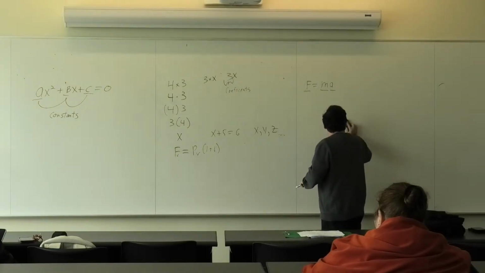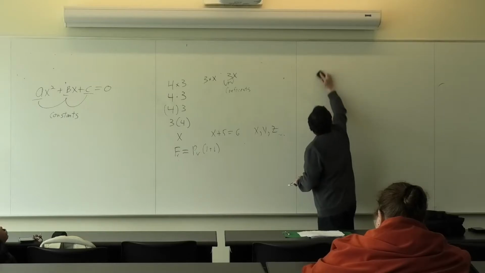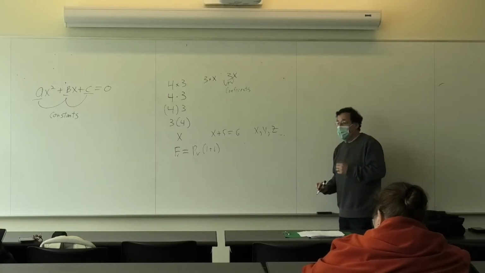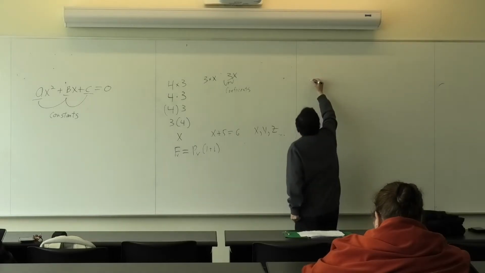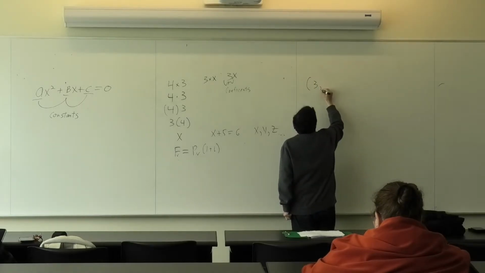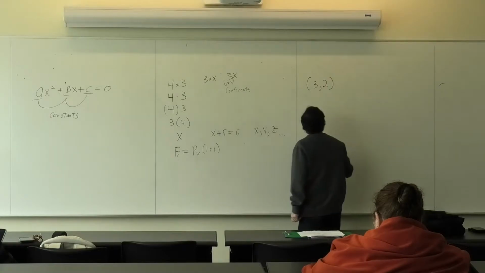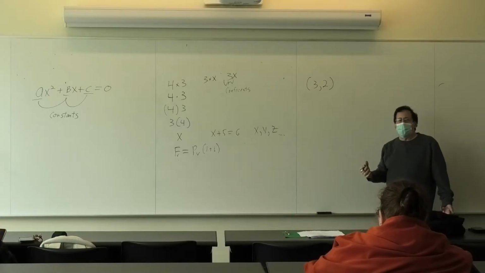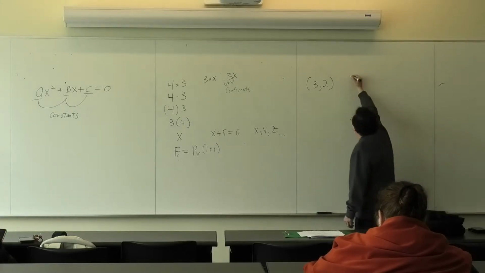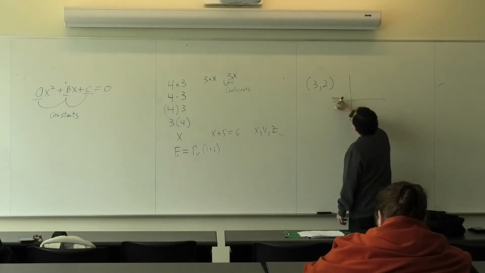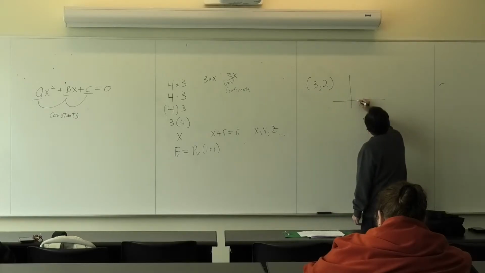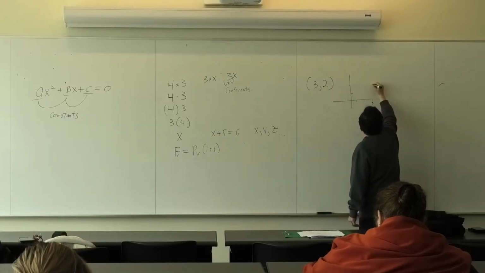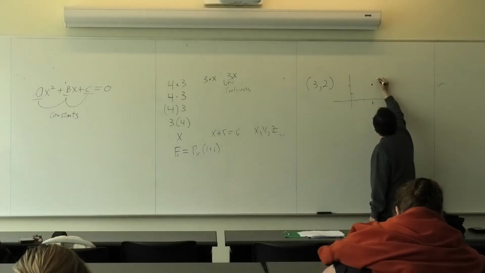Sometimes there is notation in math that can be ambiguous. For example, if I write 3, comma 2. So one meaning of that is that's a point on a graph. I have some graph. This is the x coordinate, so 1, 2, 3. And this is the y coordinate, 1, 2, and it's a point.